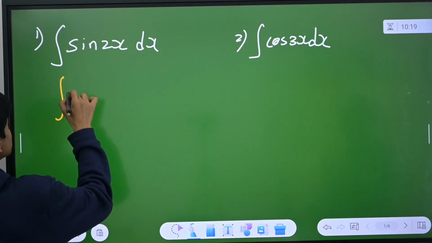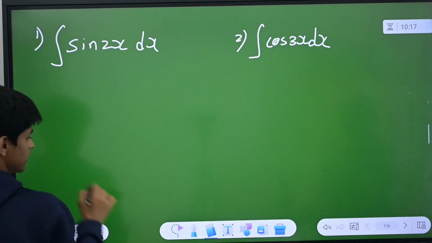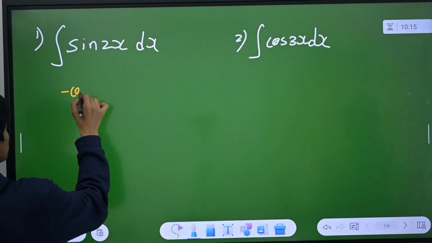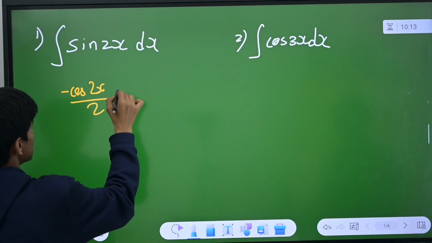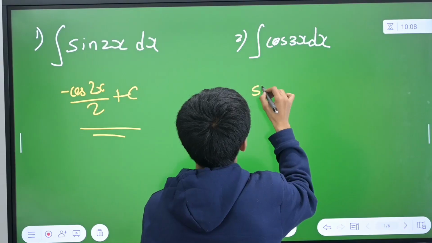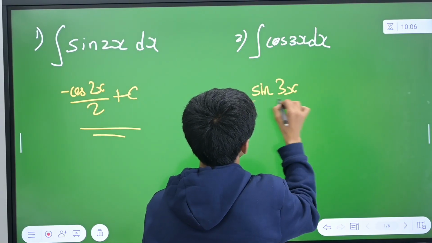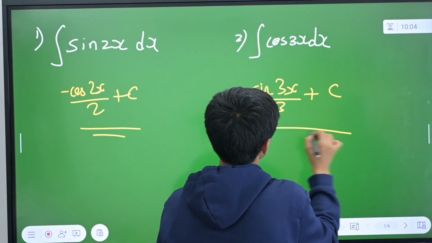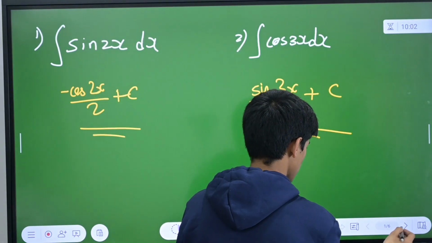Integration of sine 2x is equal to, my bad, minus cos 2x divided by 2 plus c. Very nice. Integration of cos 3x is equal to sine 3x divided by 3 plus c. Good. Let's move to the next question.